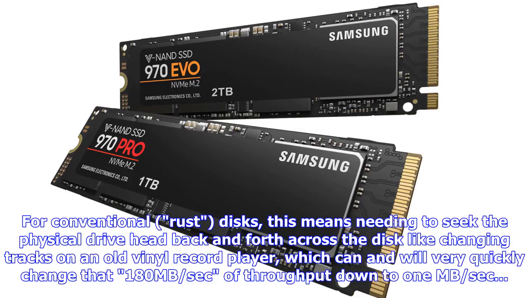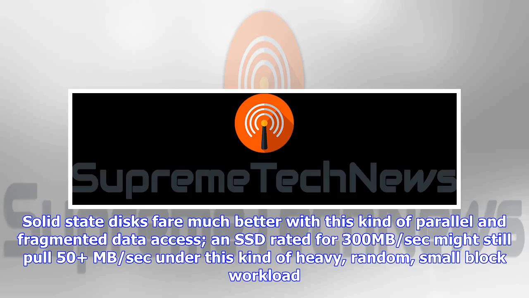For conventional rust disks, this means needing to seek the physical drive head back and forth across the disk, like changing tracks on an old vinyl record player, which can and will very quickly change that 180 megabytes/sec of throughput down to 1 megabyte/sec.